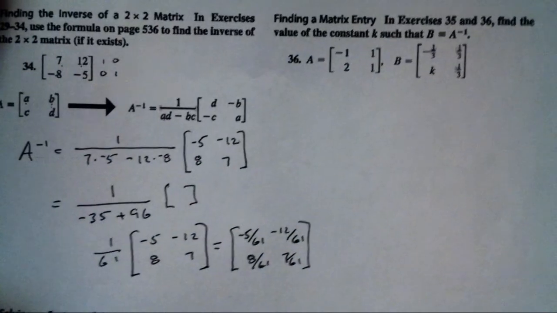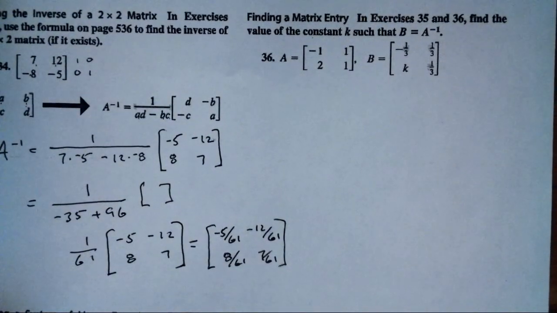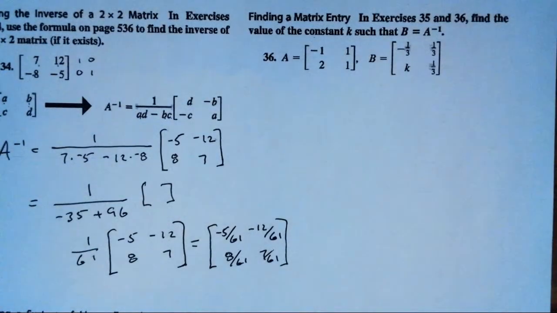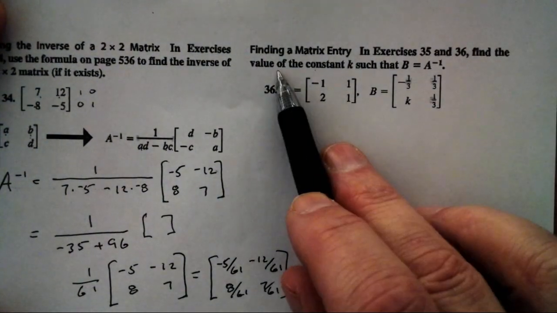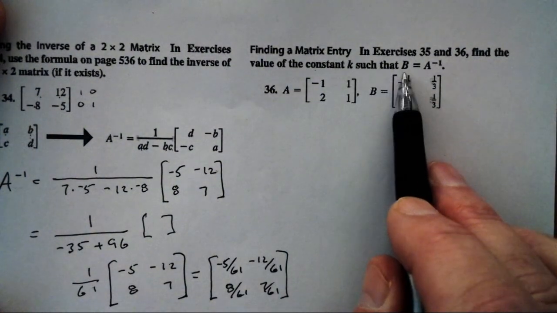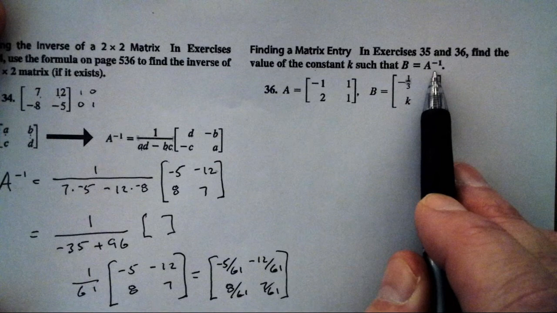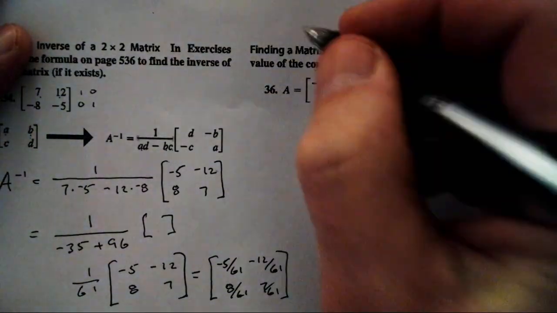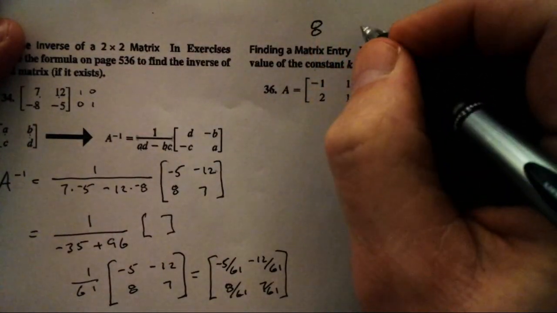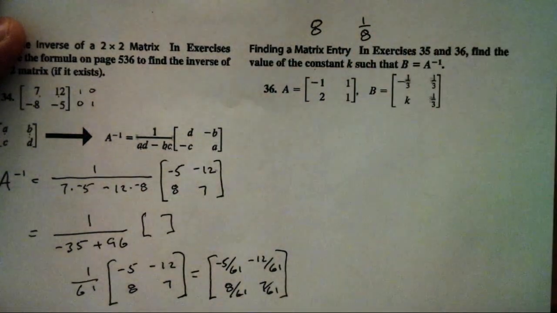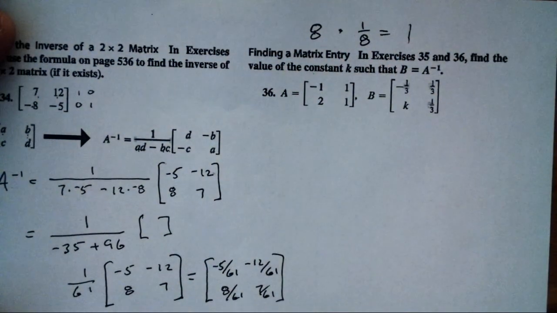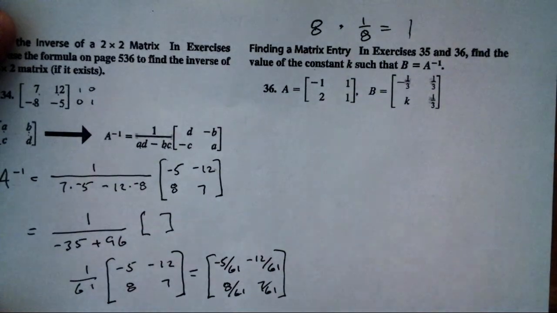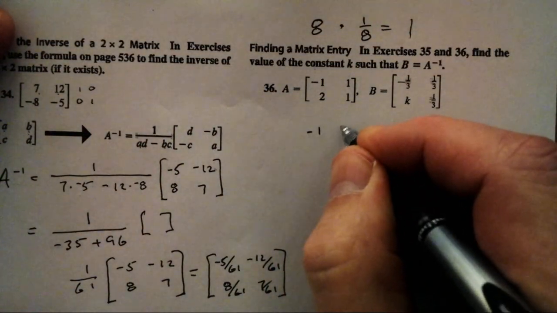Okay, let's take a look at 36. And 36 sounds more complicated than it is. In fact, it's quite easy once we get an understanding for it. Find the value of the constant k such that B is the inverse of A. Well, how do I know that 8 is the inverse of 1/8? Well, if we multiply those, we get 1. So I want to multiply these.